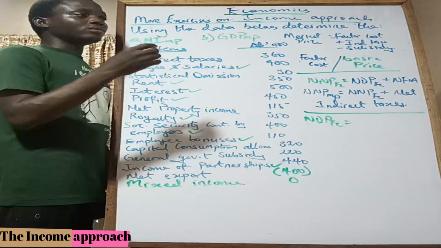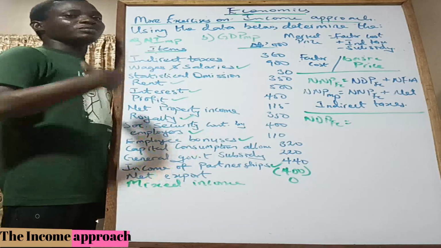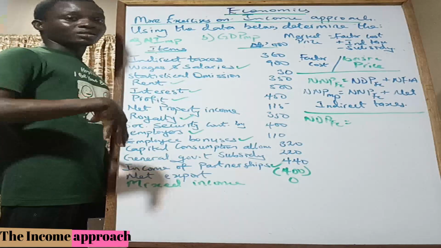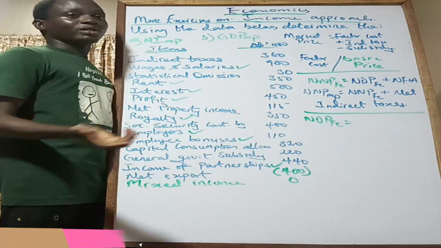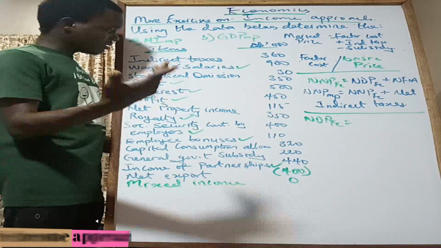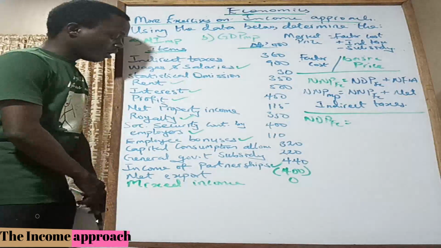All right. And the same for interest. So sometimes you may have interest paid, interest received. So interest received minus interest paid, you have the net interest. You add net interest. But if you don't have net interest, you just have interest, so just add interest. All right.